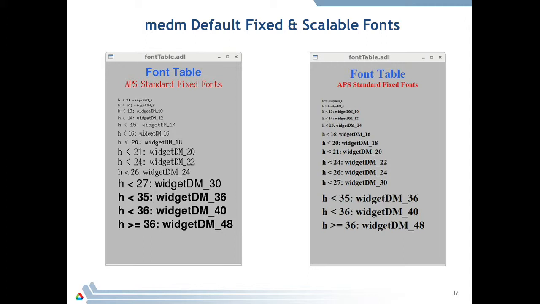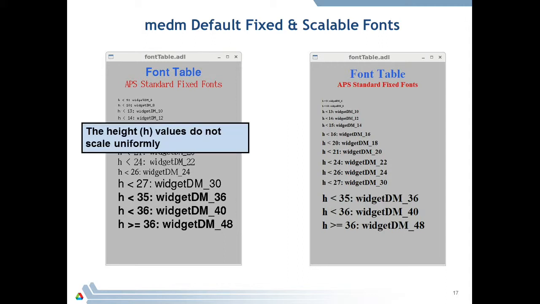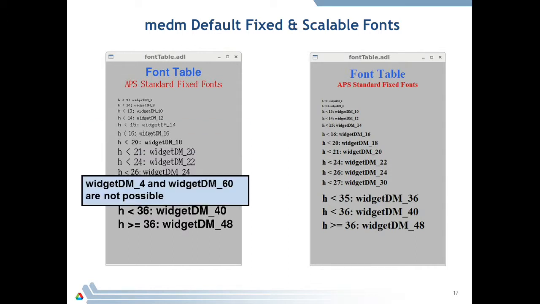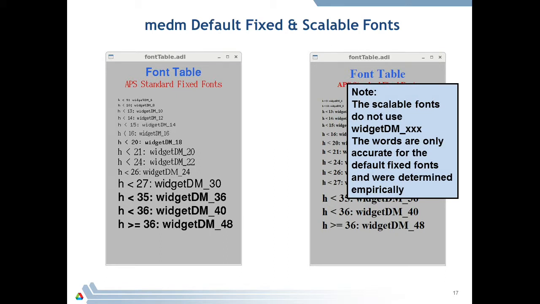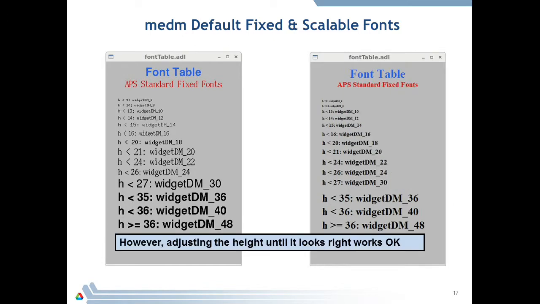And then on the right, I've launched the same display. There's a command line argument that you run when you run MEDM in execute mode to say use scalable fonts. And here you see there's uniformity in the font type with the scalable font option. You have the smallest and the largest here, for the fixed fonts aren't available. And the scalable fonts don't use the alias file. Like I said, just adjust the height till it looks good.